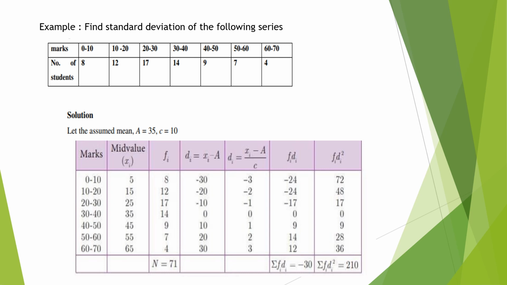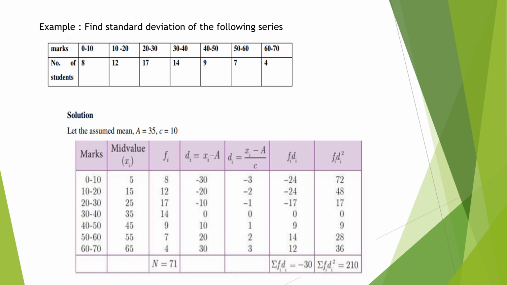Another example: find the standard deviation of the following series. Marks and number of students are given. So it is a continuous series, so we need to apply the continuous formula for standard deviation. Let the assumed mean A is equal to 35 and C is equal to 10. Assumed mean we will assume from mid value. And mid value, how will we find? Lower limit plus upper limit divided by 2. So this is the marks, this is the mid value and this is the frequency.